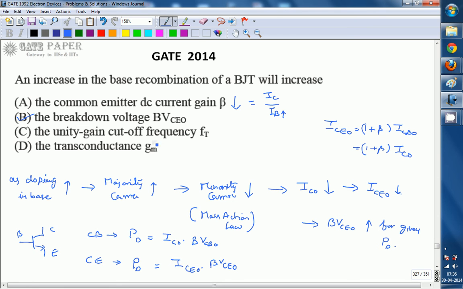Next one is transconductance. Transconductance is IC by VT. But as IB increases, IC reduces, so gm reduces. This cannot be the answer. Next, f tau is proportional to gm, so as gm reduces, f tau also reduces. So the only option is that BVCEO increases. So an increase in base recombination of a BJT will increase the breakdown voltage BVCEO. Thank you.